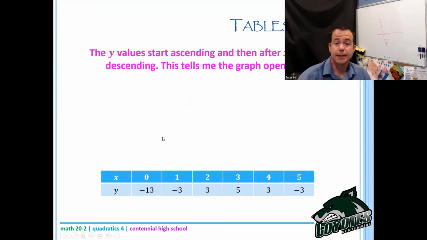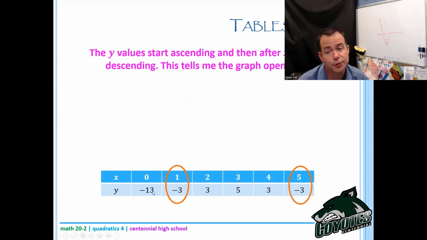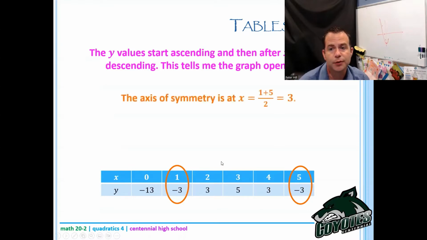All right, to get the axis of symmetry, I need the average of 2 points that the y value is the same. So I'm looking for 2 points that the y value is the same. I could actually take the 3 here, or I could take the -3. It doesn't matter. Either one will get me there. I chose to take the -3. So I'm going to take the average between 1 and 5. 1 plus 5 is 6. 6 divided by 2 is 3. So I know that I have an axis of symmetry at x equals 3.